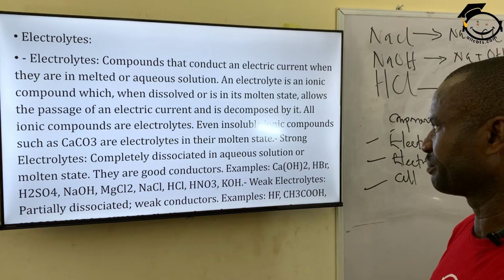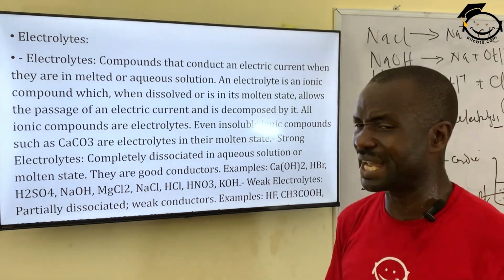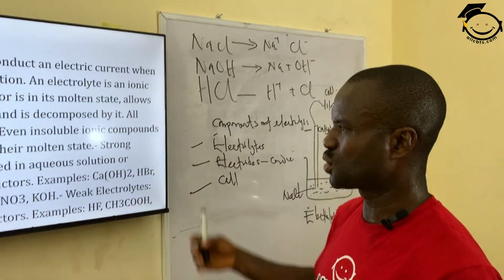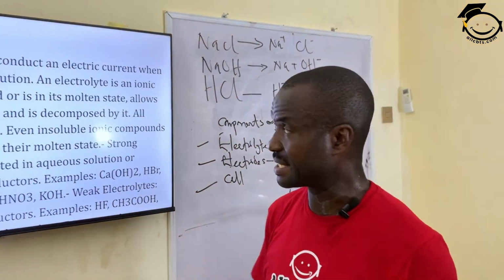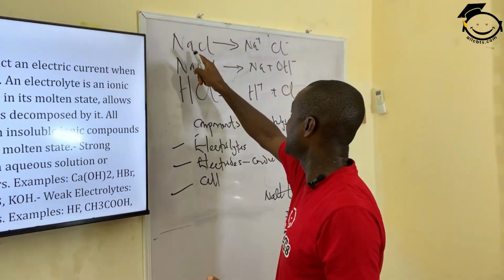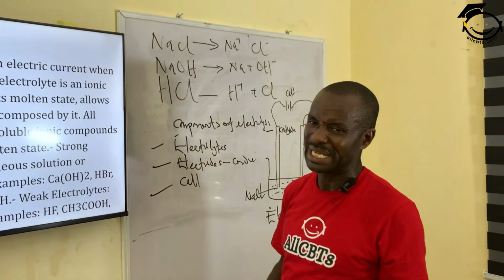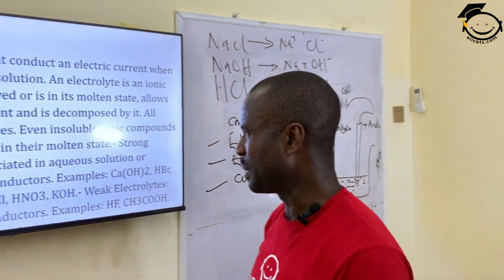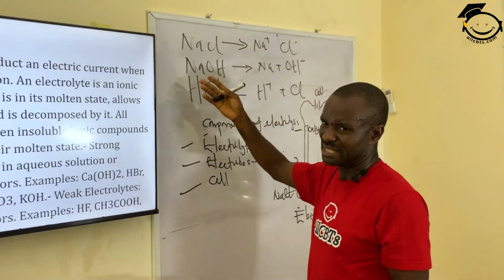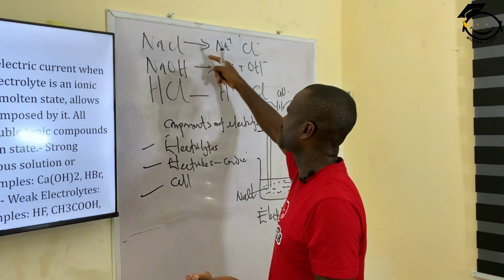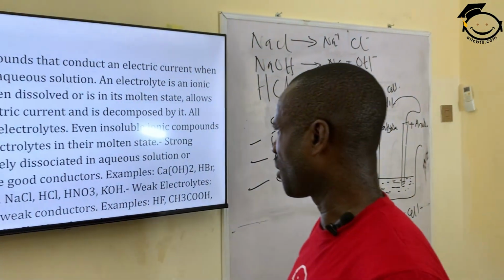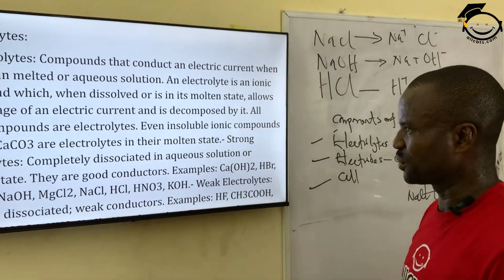Strong electrolyte. A strong electrolyte is any chemical substance that can completely dissociate in an aqueous solution or in the molten state. So if a substance can easily break down into their respective ions, they are known as strong electrolytes. While a weak electrolyte partially dissociates, partially breaks down, and finds it difficult to break down into their respective ions. So they are called weak electrolytes.